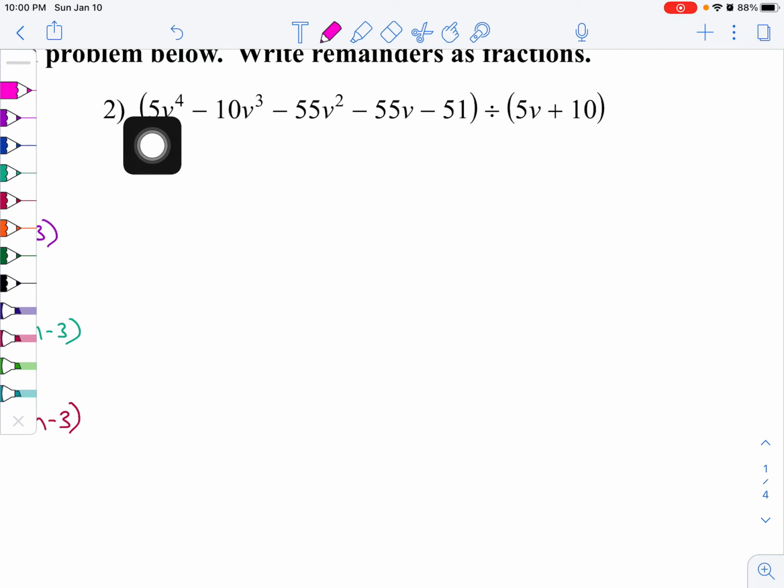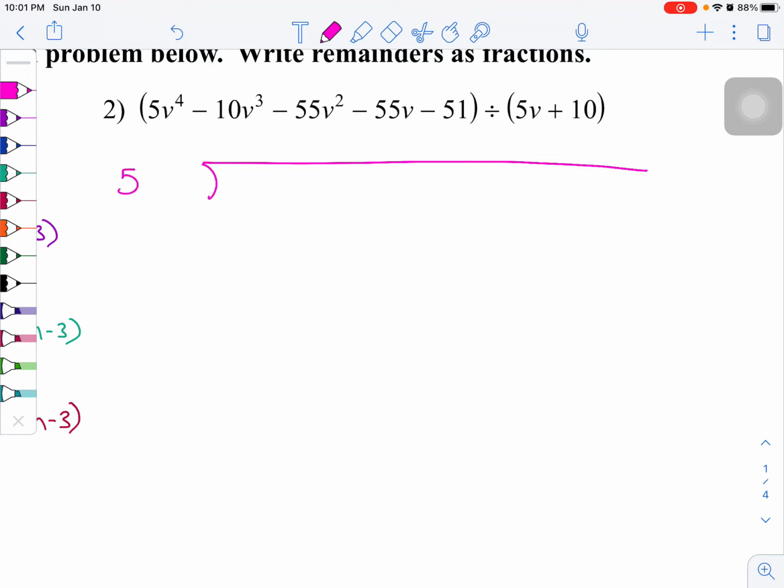All right, we've got another 4th degree polynomial. So 4, 3, 2, 1, constant. We've got all of our terms. And this time we're dividing by 5v plus 10. So I'm going to take a moment and set up the division box. So 5v plus 10. So 5v to the 4th minus 10v cubed minus 55v squared minus 55v minus 51.